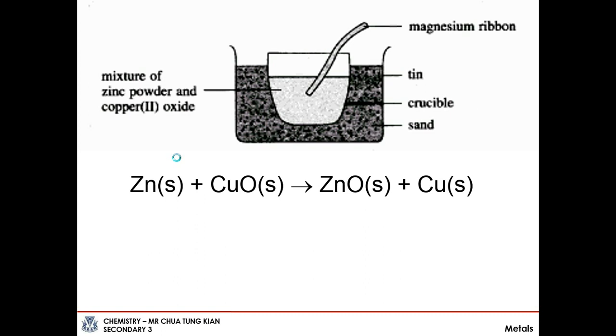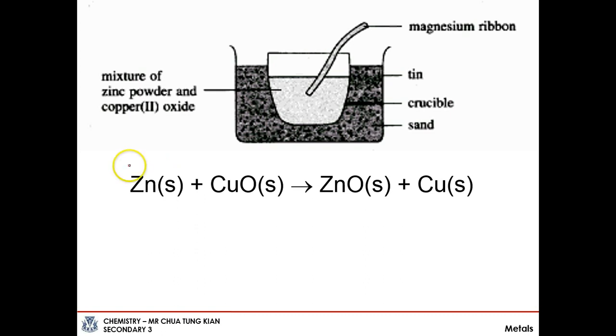So earlier we used aqueous solutions, and displacement has occurred. You would have heard before that reaction between solids is not possible. However, if we provide enough heat to start off the reaction, reactions between solids are actually possible.